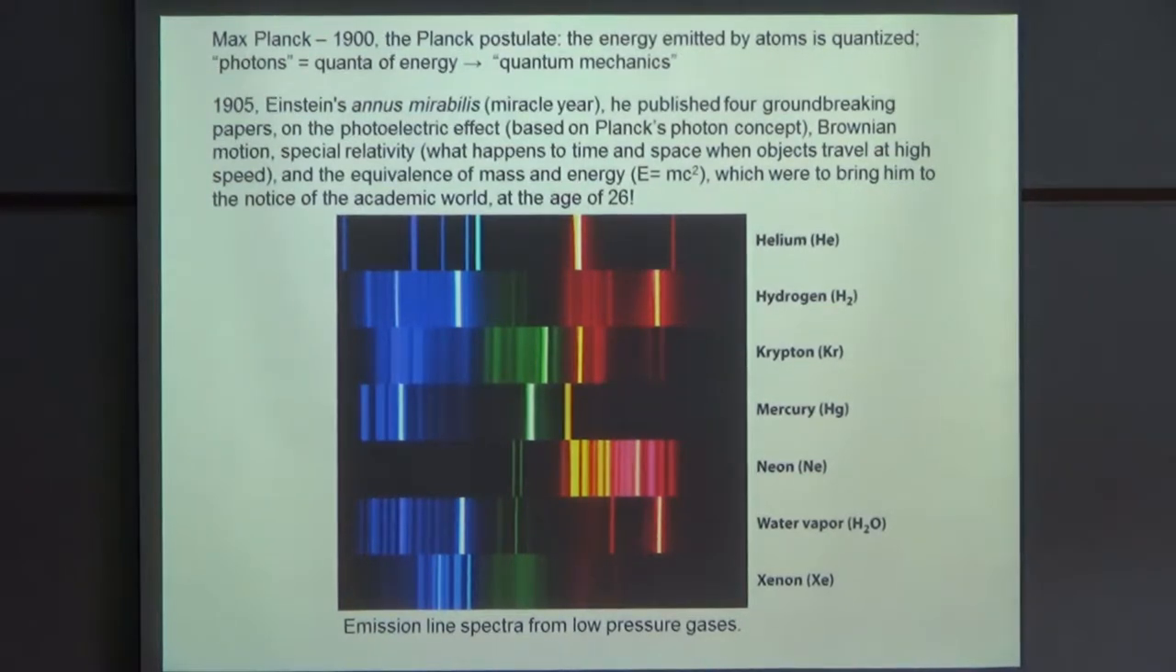He added his very important contribution to this understanding. But in 1905, he had his Annus Mirabilis, his miracle year, and he published four groundbreaking papers on the photoelectric effect based on Planck's photon concept, Brownian motion, which has to do with the motion of tiny dust particles, which are actually being hit by air molecules, and they didn't know that at the time. But most importantly, his special relativity and the equivalence of energy and mass, E equals mc squared. All of this before the age of 26, while he was a patent clerk in Bern, Switzerland.